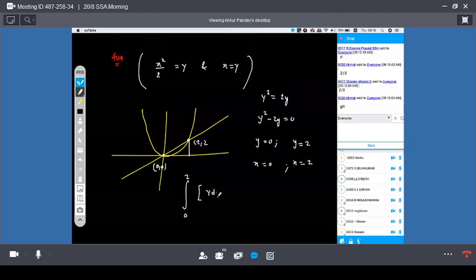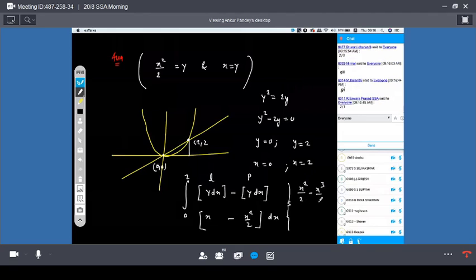Line minus parabola. From line y is equal to x. From parabola y is equal to x square by 2. Got it? Integration is x square by 2 minus x cube by 6. 3 twos are 6, don't forget that. 0 and 2. So for obvious reason 0 will vanish, right? With 2 it will be coming as 4 by 2 minus 8 by 6.